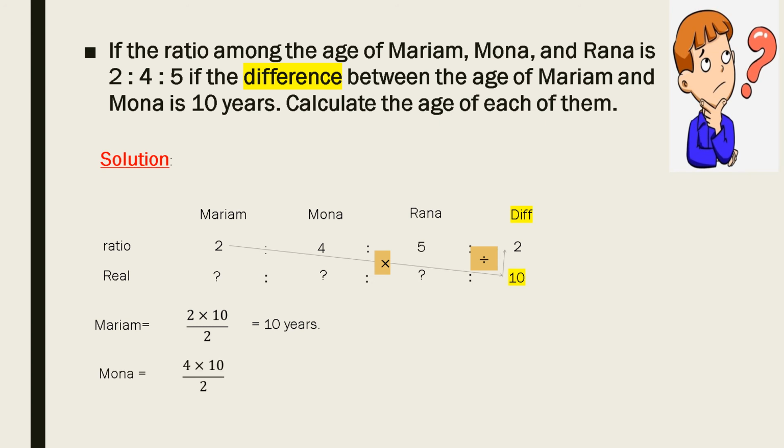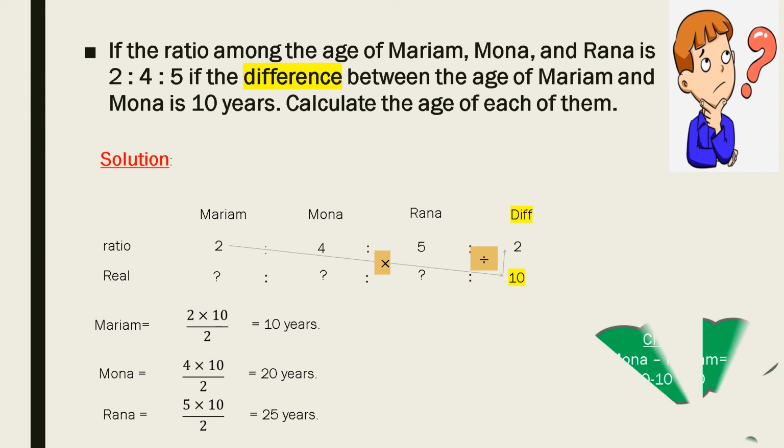To find the age of Mona, multiply 4 by 10 divided by 2 equals 20 years. To find the age of Rana, 5 times 10 over 2 equals 25 years. To check your answer, the difference between the ages of Mona and Maryam must equal 10 years.